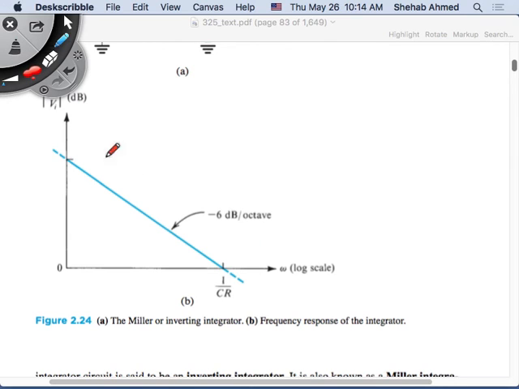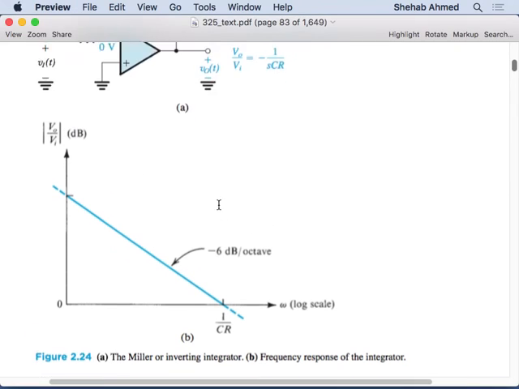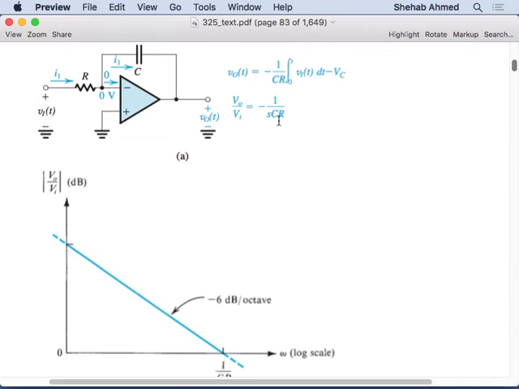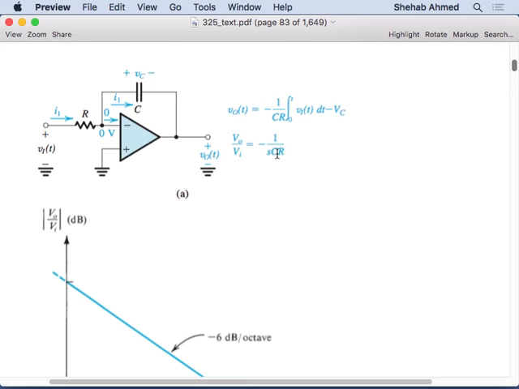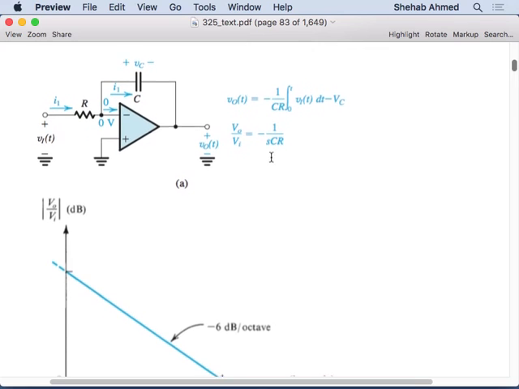What else? And then, of course, when does this magnitude, when 20 times log of 1 is 0, so when will this become 1? At S equals, when does this become 1?